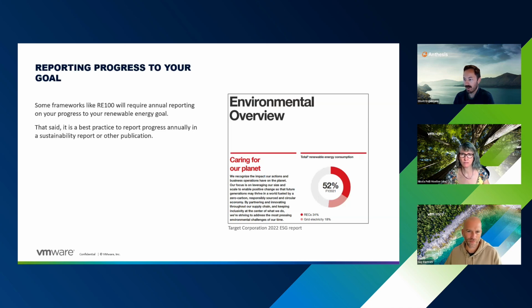This is from Target, from their 2022 ESG report. Here they're showing they're 52% renewable energy, and they're showing the breakdown of that: 34% EACs and 18% grid electricity. So just an example of how you can do that in your own sustainability report.